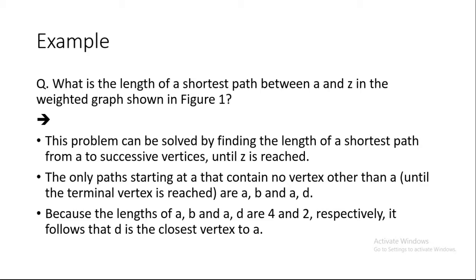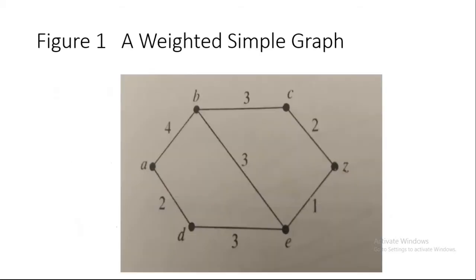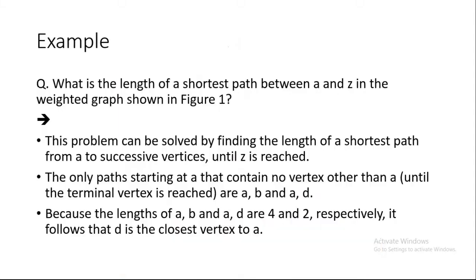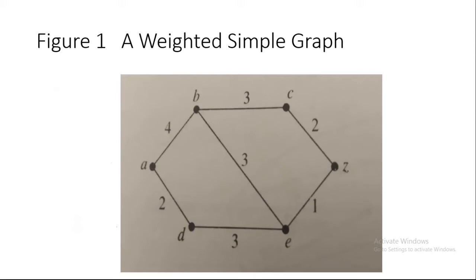Now let's see one example. What is the length of a shortest path between A and Z in the weighted graph shown in figure 1? See here, this is our weighted graph. How many vertices are there? A, B, C, D, E and Z. These are the vertices, there are the edges, and this is a weighted graph because some weight is assigned to each and every edge. So what is the problem? We have to find a shortest path between A and Z in the weighted graph. From A to Z we have to find a shortest path.